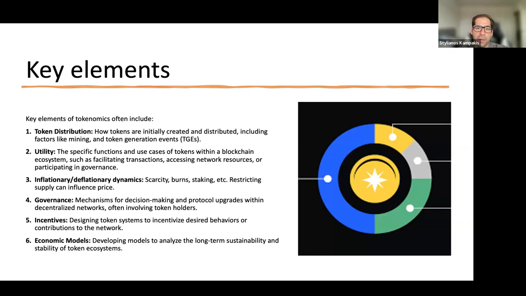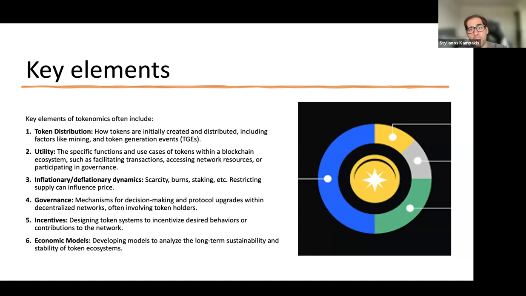Inflationary and deflationary dynamics are very, very big. That is a system issuing new tokens, which increases supply, which can then lower the price of the token, or the system can have deflationary dynamics. You've probably heard that Bitcoin is deflationary. What this means is that it has limited supply, so over time this puts some additional pressure on the price. However, there are certain ways to artificially impose certain restrictions on the price through scarcity, burns, staking, things like that. These are some of the tools we have in our toolbox, and we're going to also discuss this later.